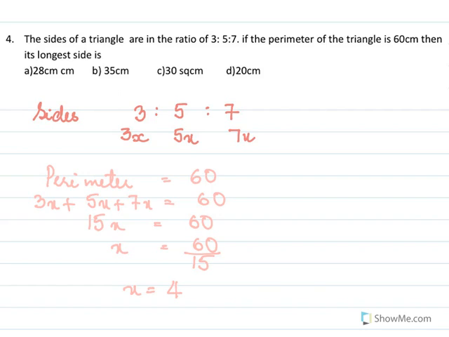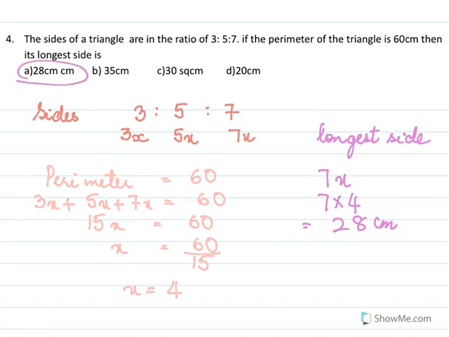Now we need to find the longest side. Definitely you'll agree the longest side will be 7x, that is 7 into 4, which is 28 centimeters. So the longest side option is 28 centimeters.